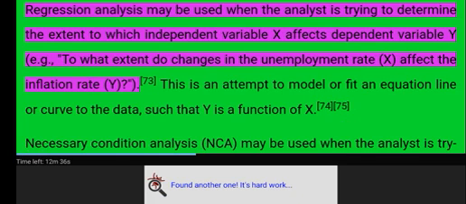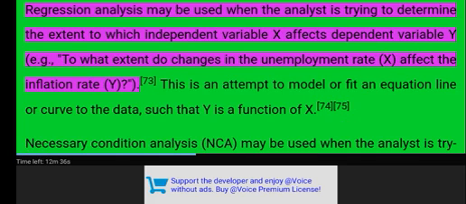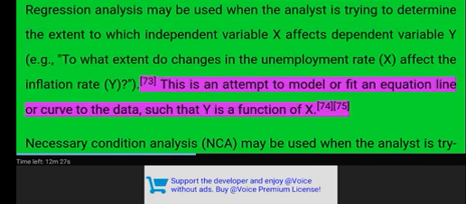Regression analysis may be used when the analyst is trying to determine the extent to which independent variable x affects dependent variable y, e.g., to what extent do changes in the unemployment rate x affect the inflation rate y. This is an attempt to model or fit an equation line or curve for the data, such that y is a function of x.